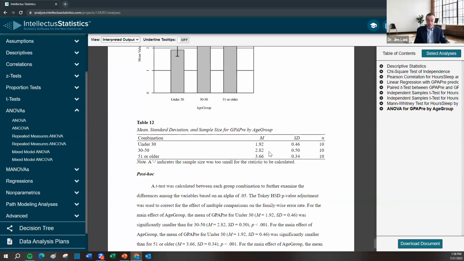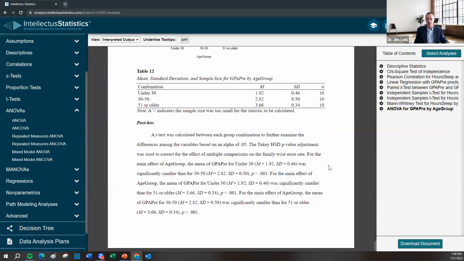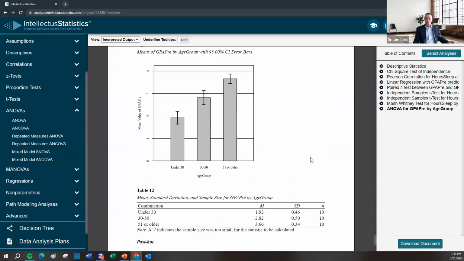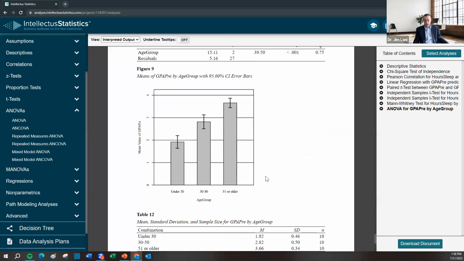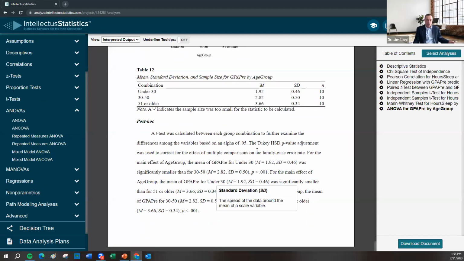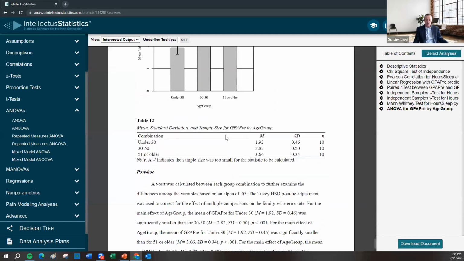And in the table, you can also see those means of GPAs are increasing as you get older, standard deviations and sample size. The ANOVA is looking at overall are the differences on GPA by age group. But what we really want to know is which group differs from which other group.